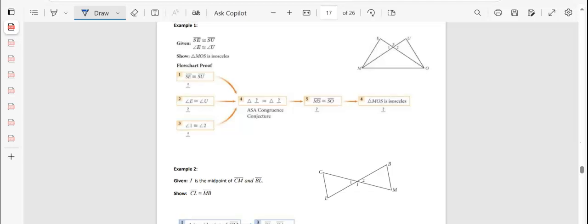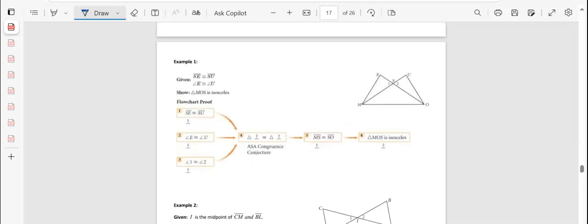All right, let's try another one. If you want to pause the video and try this on your own, please do. If not, that's okay. Just follow along with me. In this proof, we want to show that triangle MOS, this triangle right here, is isosceles. So this is kind of an interesting proof. It has a little bit more steps, and that's exciting because now that we have our skills and we have more conjectures that we know, we can then, of course, prove more difficult, complex ideas.